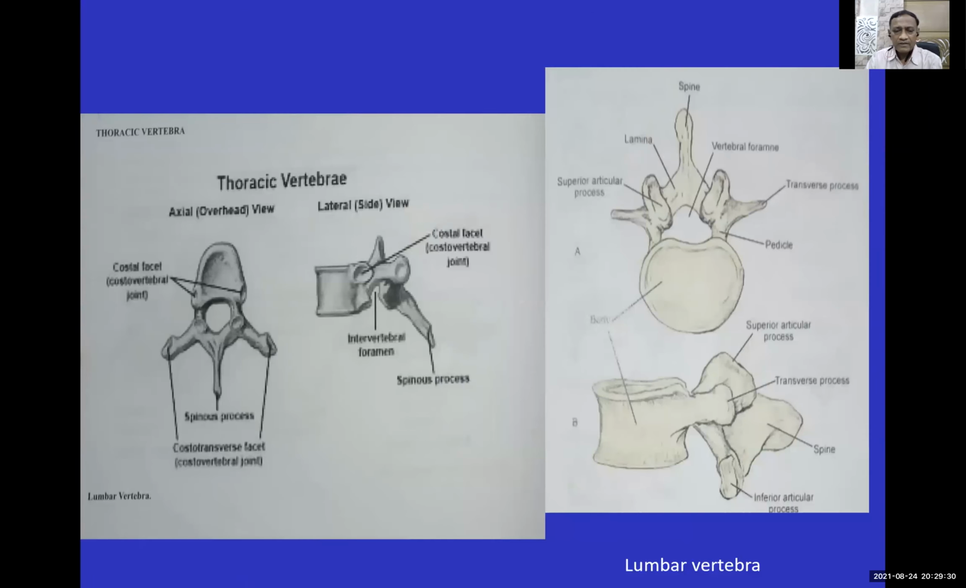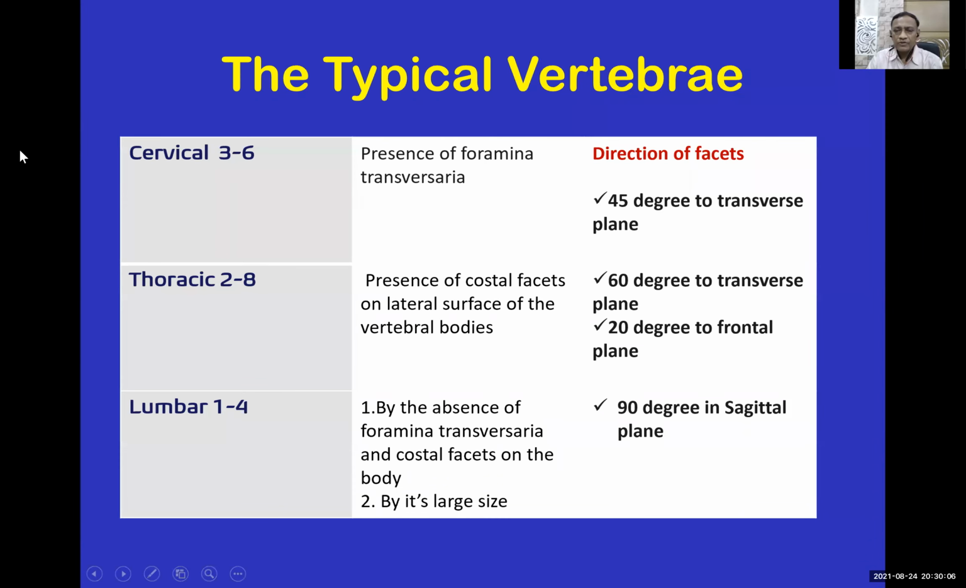In thoracic vertebrae, identification is done by the presence of the costal facets on the lateral surface of the body as well as on the transverse process. In lumbar vertebra, basically it is a large vertebra showing the body, transverse process, spinous process, superior articular facet, inferior articular facet. There is no foramen in the transverse process, and there are no facets on the body as well as in the transverse process. So this is the table which shows how you differentiate it.